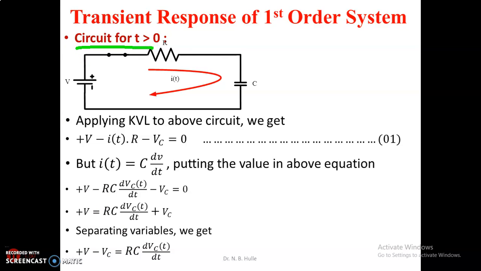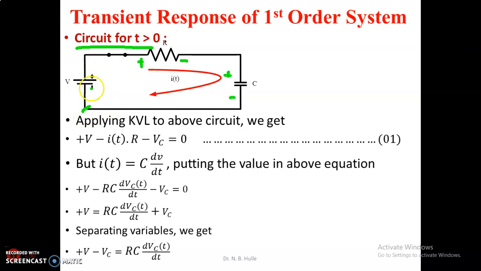In this case, we will apply KVL to this circuit and prepare its equation. For that, we have taken the direction of the current as clockwise. In that case, this will be the positive terminal of the battery, and this is the negative terminal. Now here we will apply KVL to this circuit. We will start from this particular point.